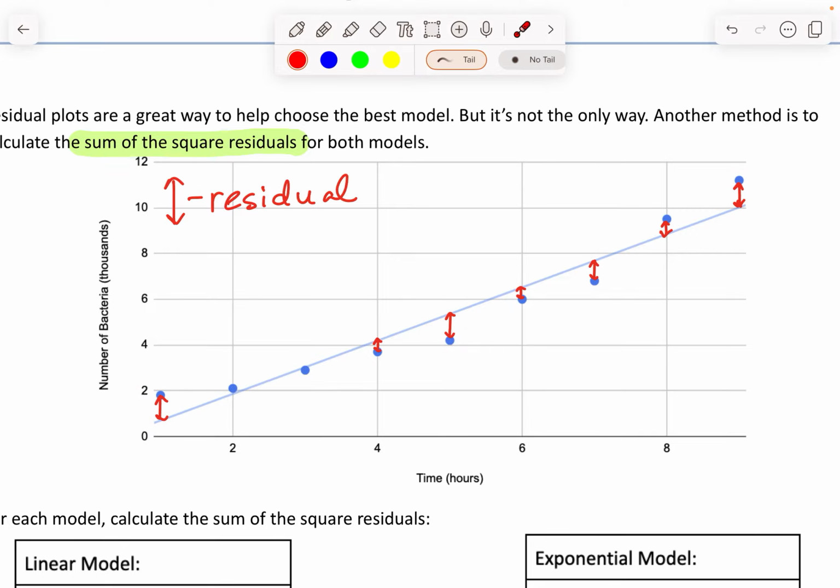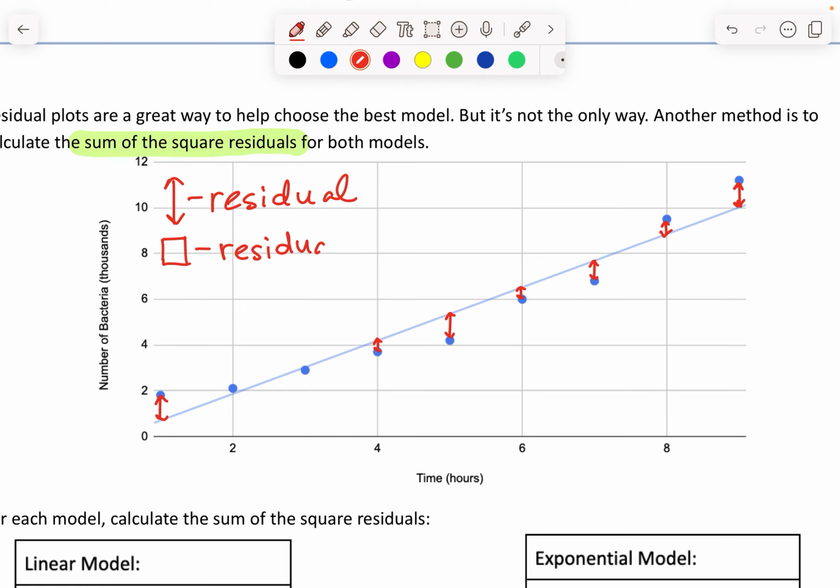And it's nice, we'd like to know what's the overall amount of error across the entire model. But we can't simply add these residuals together because all the positives would cancel out with all the negatives and we'd be left with a useless number. So what's our solution for that problem? Well, what we do is we square the residuals.